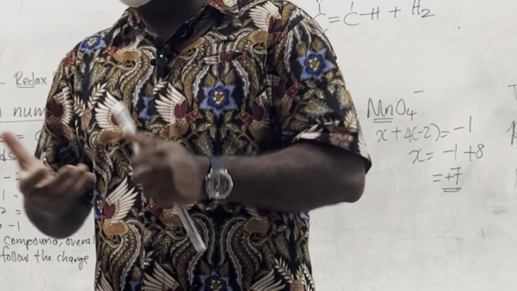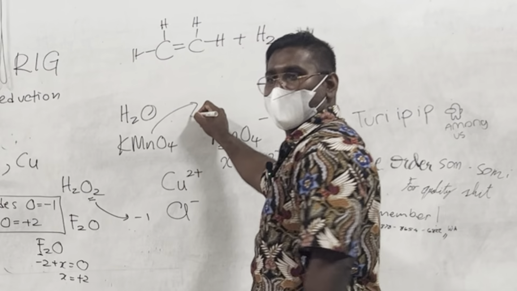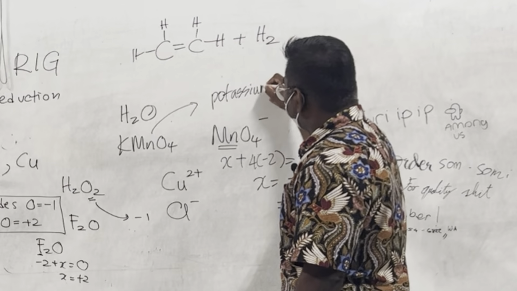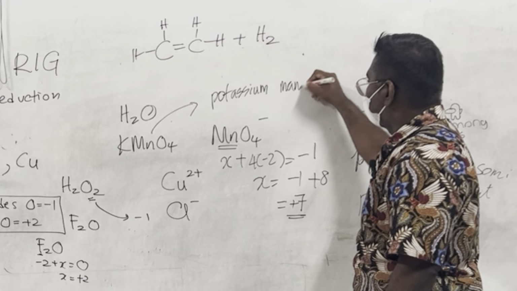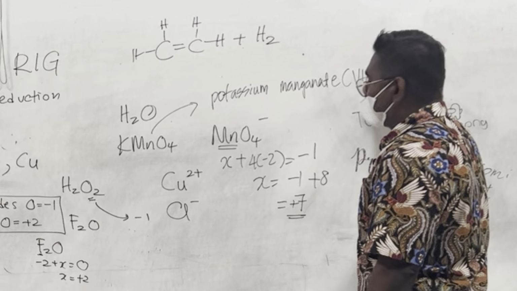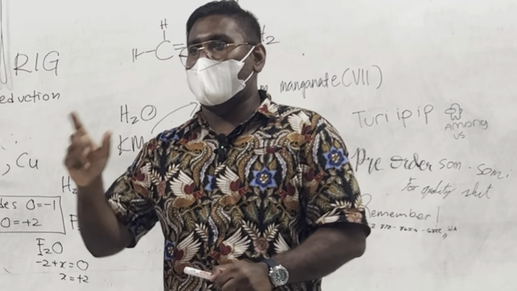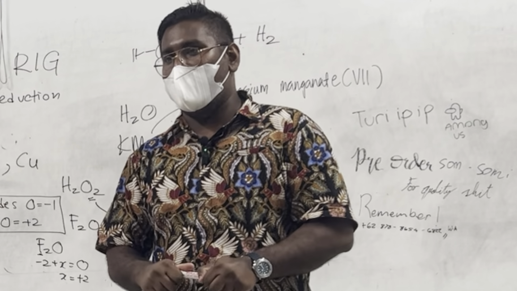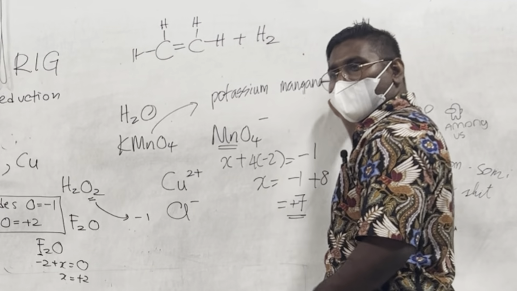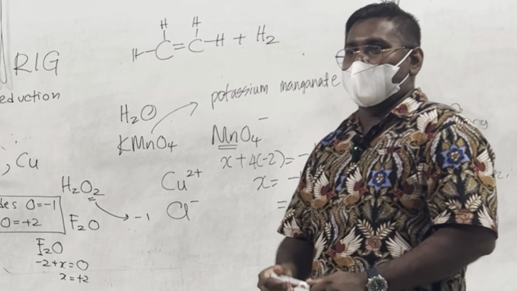That is the reason why we refer to this as potassium manganate(VII) in IGCSE. Potassium manganate(VII) means the oxidation number of Mn is 7, and you have calculated that.